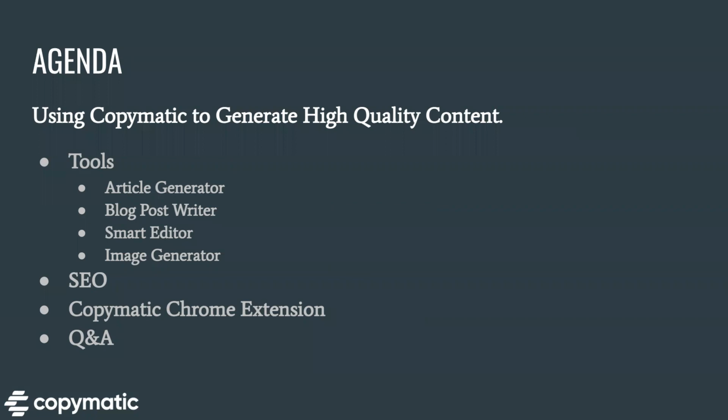I'm going to go over some of the tools for you. I'm going to go over the article generator, the blog post writer, to show you what those differences are between those. That's one of the most common questions that we get. Smart editor, we'll dig into that. That's a new fun tool. The image generator is a really fun, addicting new tool as well. Along the way, I will discuss some SEO. I know a lot of you guys are using Copymatic for SEO purposes, so I'll give you a few SEO tips and tricks, and then I'll show you the brand new Copymatic Chrome extension.